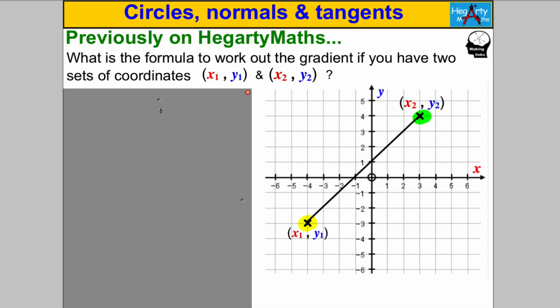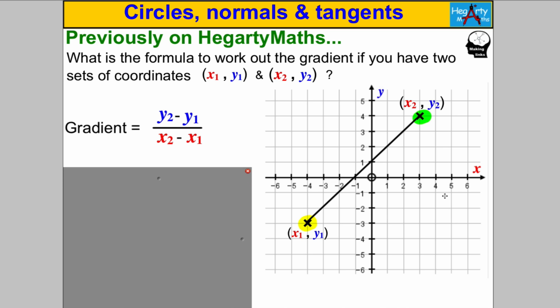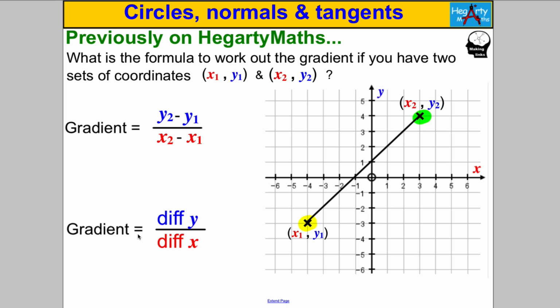Okay, hopefully you will remember that is the height, the difference in y's, y2 subtract y1, divided by the width, which is x2 subtract x1, the difference in x's. And sometimes we remember the formula for the gradient of a straight line as the difference in y's divided by the difference in x's. I need you really familiar with that for this particular skill.